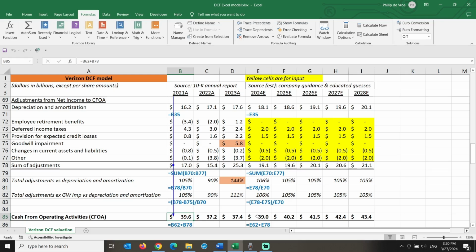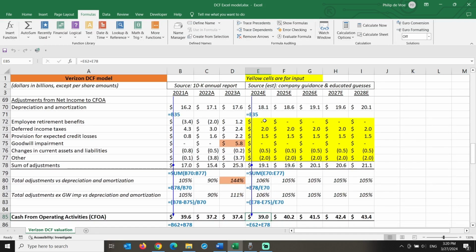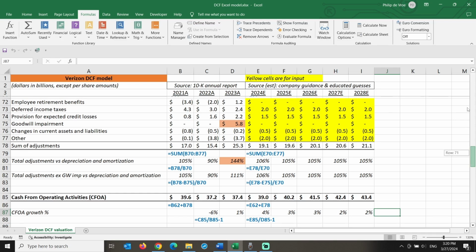Cash from operating activities is the next important subtotal in our DCF Excel model: net income plus the sum of the adjustments. A quick horizontal check on the year-over-year trend is a good control line here. The CFOA year-over-year growth seems very much in line with the revenue growth that we started with. Let's see what that looks like.